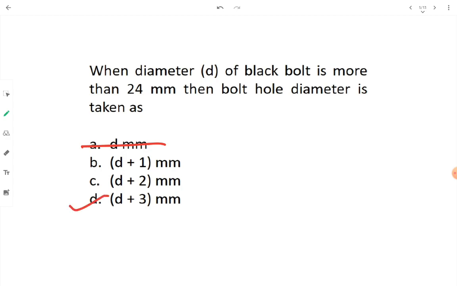Now what are D plus 1 and D plus 2 for? When the bolt diameter ranges between 12 to 14 mm, then we go with bolt hole diameter as D plus 1 mm. If the bolt diameter ranges from 16 to 24 mm, then we go with D plus 2 mm. Here we have been provided that the bolt has diameter more than 24 mm. That's why we will go with D plus 3. Okay, option D is the one.